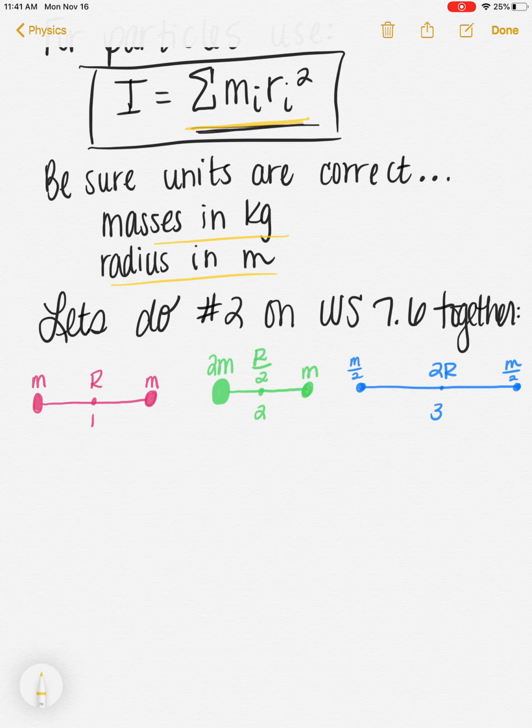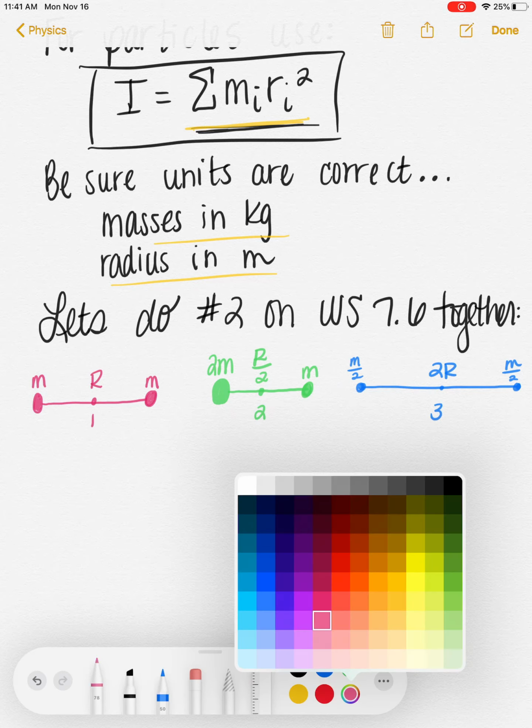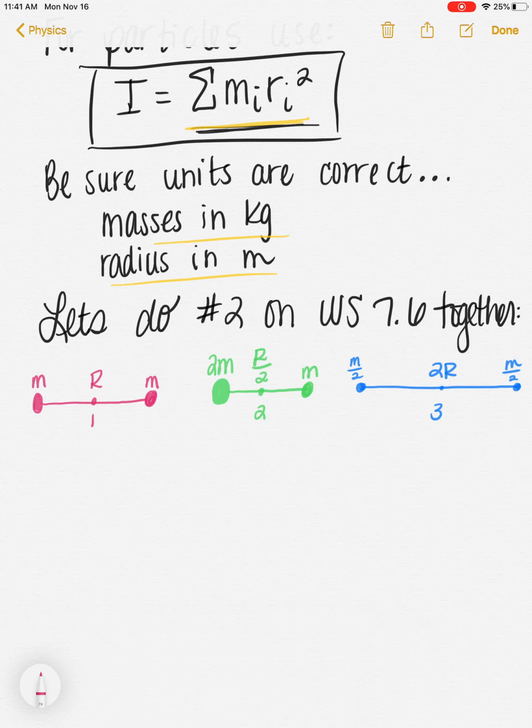It says there are 3 pairs of spheres that are connected by very light rods as shown in the figures. The first thing that tends to throw students off is that the phrase light rod doesn't mean that you should use your note card for a rod rotating about the center. The fact that it's light means that its mass is negligible. So we are going to treat these as point particles and use this equation up here. So let's just dive right in and get started with scenario 1.